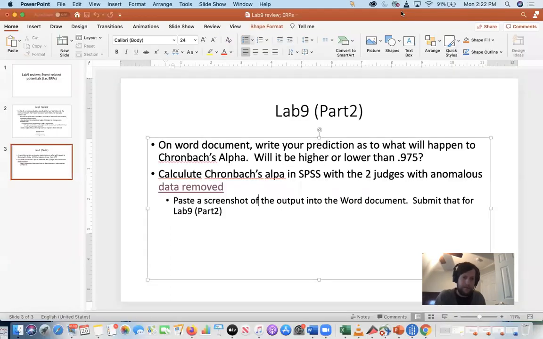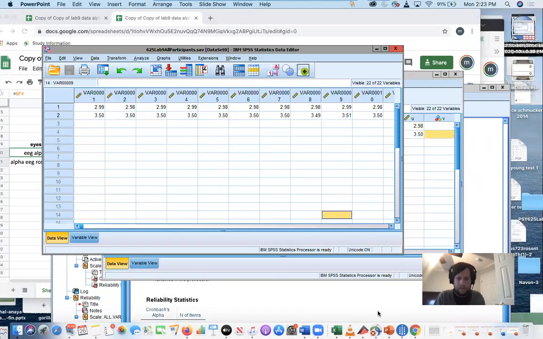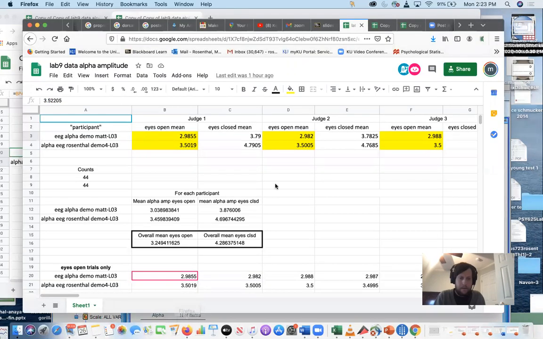All right, so the rest of today, I do want to talk about the means of this real quick, actually. That'll help us segue into the lecture stuff for today on alpha amplitude. So this is the data with all of the judges. These are the scores for participant EEG alpha of this person right here for the eyes open and eyes closed. So these are the means for this participant. These are the means for the eyes open and eyes closed conditions for this participant.